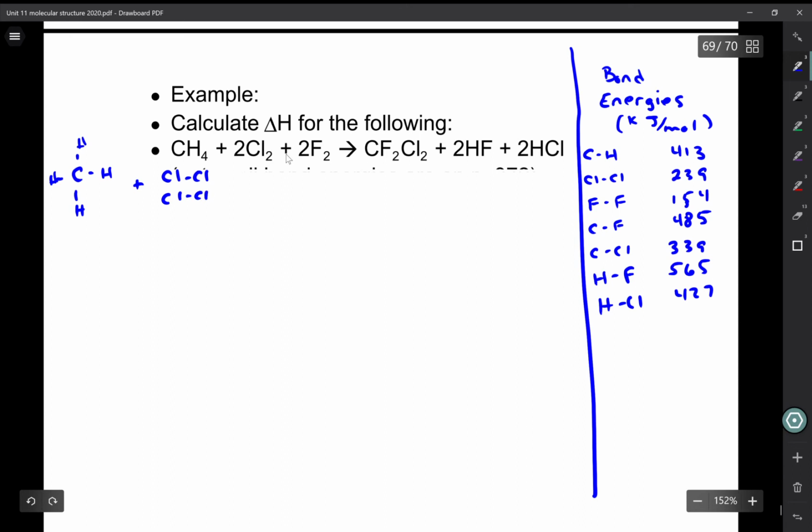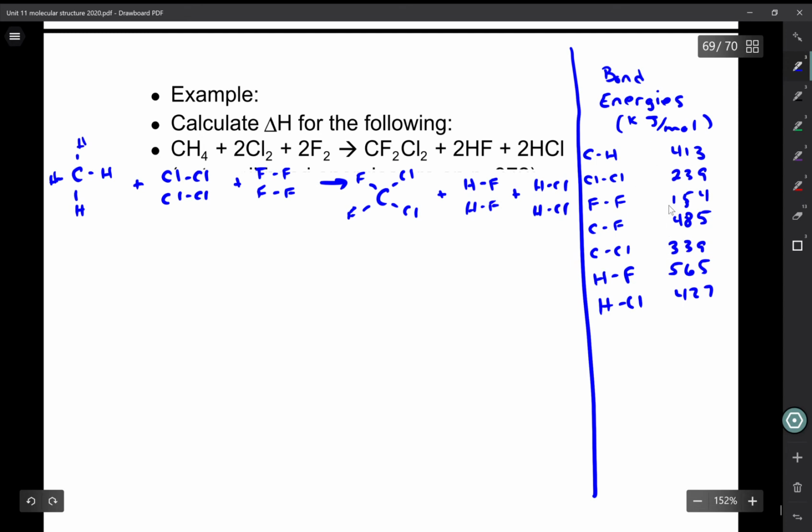By doing this, we can see all the different bonds we have to work with. Plus 2 F2s yields CF2Cl2, a carbon with 2 CCl bonds and 2 CF bonds, plus 2 HF, and then 2 HCl. So there you go. What we've got to do is look up the bond energies.